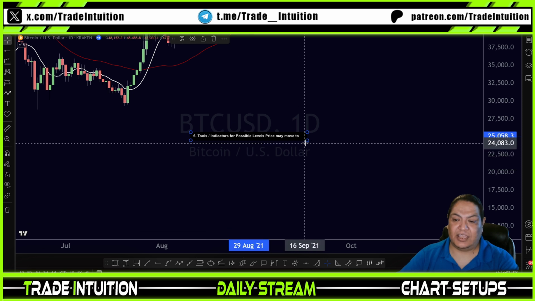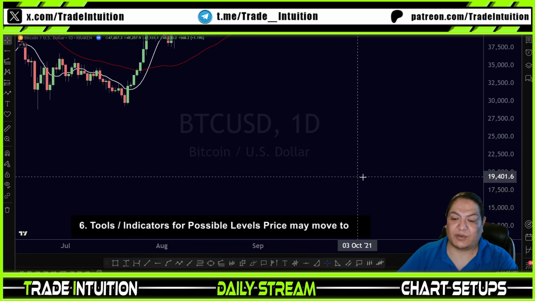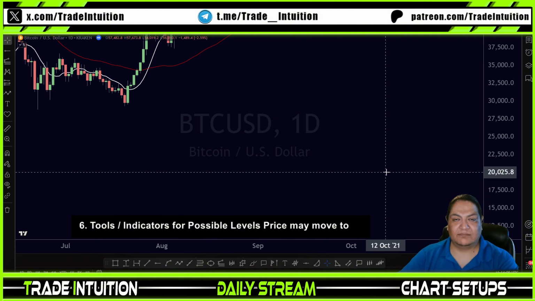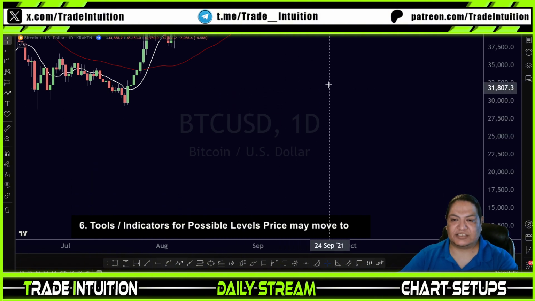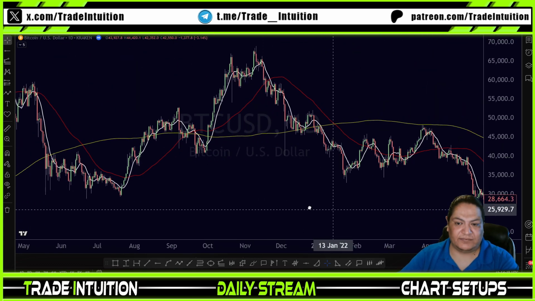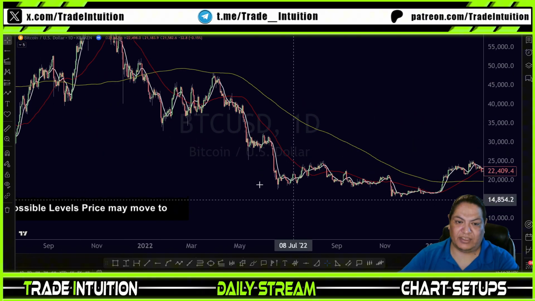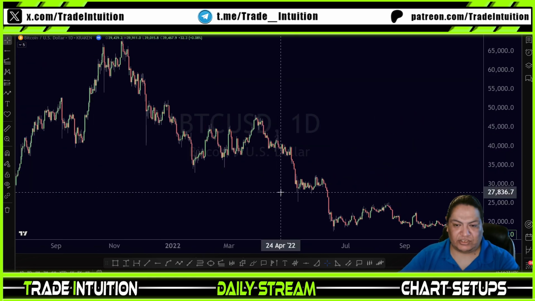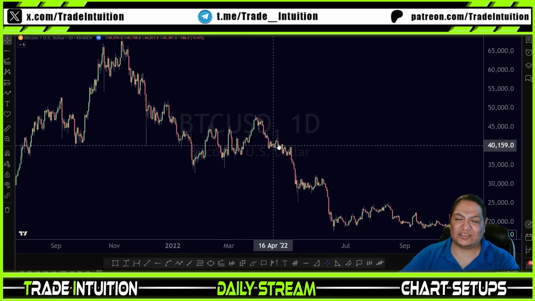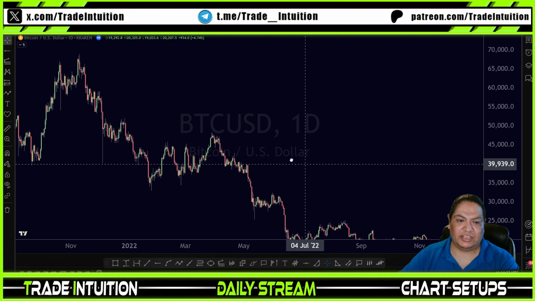Now, another thing that we want to show is tools, indicators for possible levels of price moving to is the point of control. Now, I like doing this. There's several different ways of doing this. I like doing this 2 different ways. One is a pivot and one is the range. So I used to use the range a long time ago, but then I started falling in love with the pivots. And we'll go over both in just a moment.